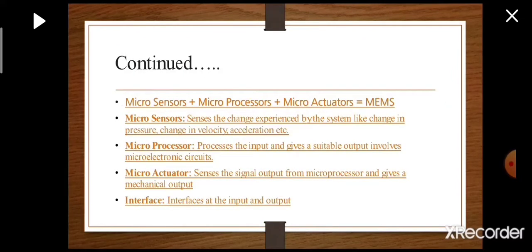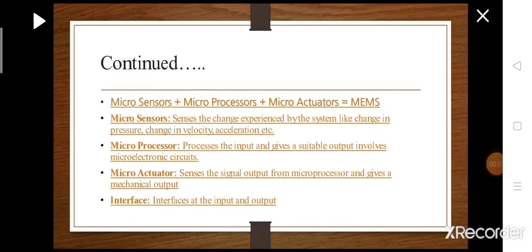So MEMS is a combination of microsensors, microprocessors and microactuators. The microsensor senses the changes experienced by the system, like change in pressure, change in velocity, acceleration, etc. The microsensors pass data to microelectronics for processing. The microsensors are also used to sense different physical parameters such as pressure, temperature, humidity, etc. The microelectronics acts as the brain of the system. It receives data, processes it, and makes decisions.